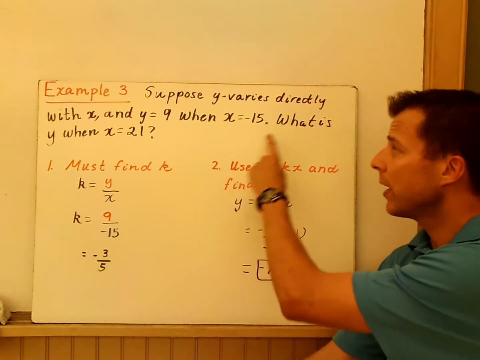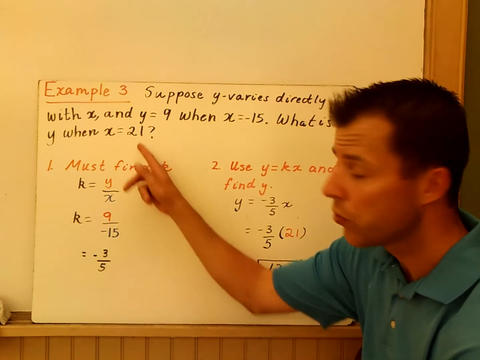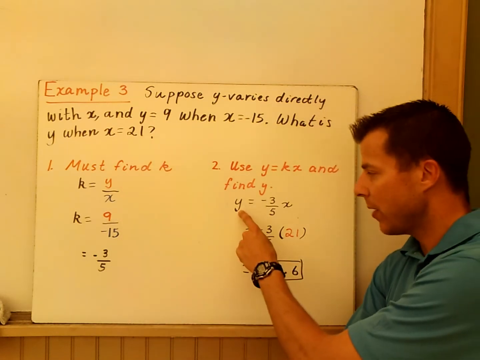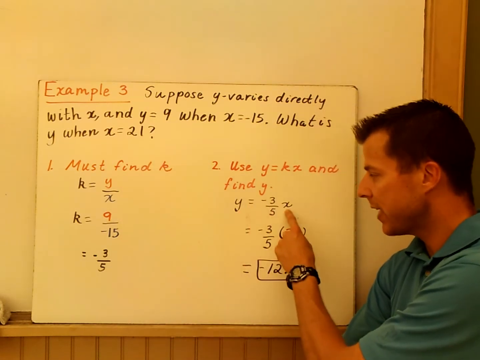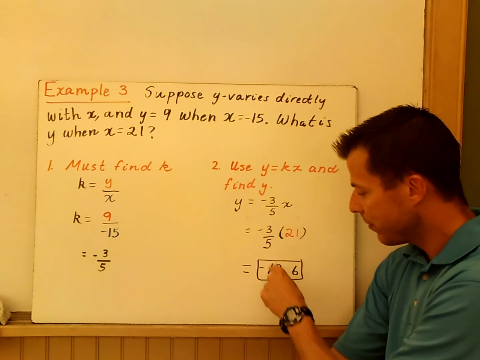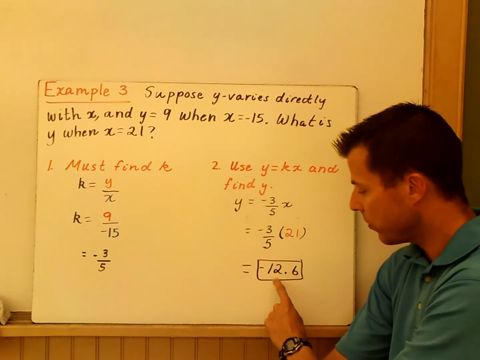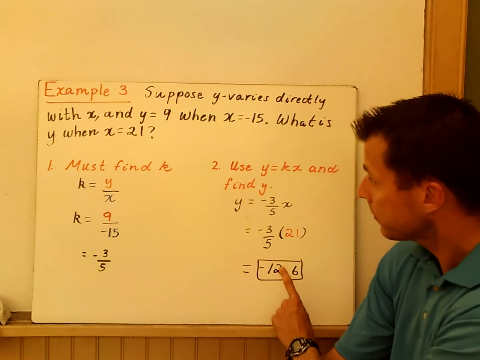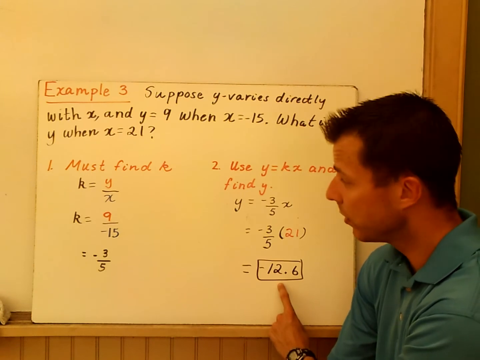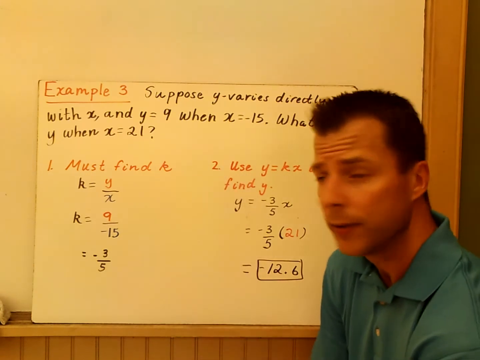So now in step 2, I go to the second part of this problem. What is y when x is 21? So I have my rule, y equals negative 3/5 x. By substituting x in, I can find y. That simplifies into negative 12.6 roughly. So that's what the y value is here. So that's the answer to the question, excuse me. So it's two parts there.